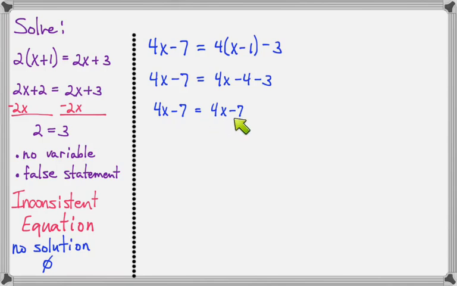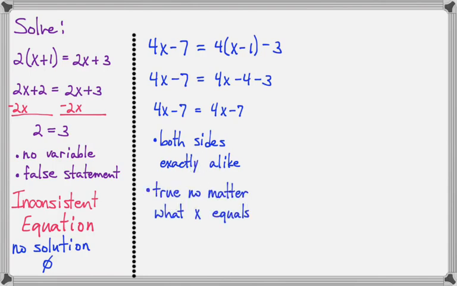Actually, if you can recognize right here that both sides are the same, you can stop and say that you have an identity. But if you continue solving it, you'll come up with a true statement, like 7 equals 7 or something like that. So when you get both sides exactly alike, you'll know that this is a true equation no matter what x equals, because whatever it equals on the left, it's definitely going to equal on the right. This is called an identity, and the solution here is all real numbers, because every number could be plugged in here and check as a solution.